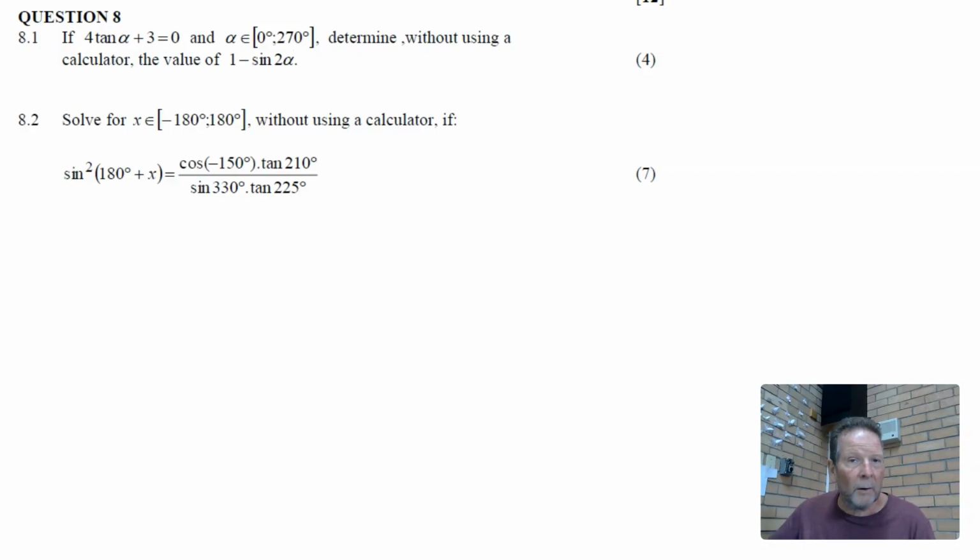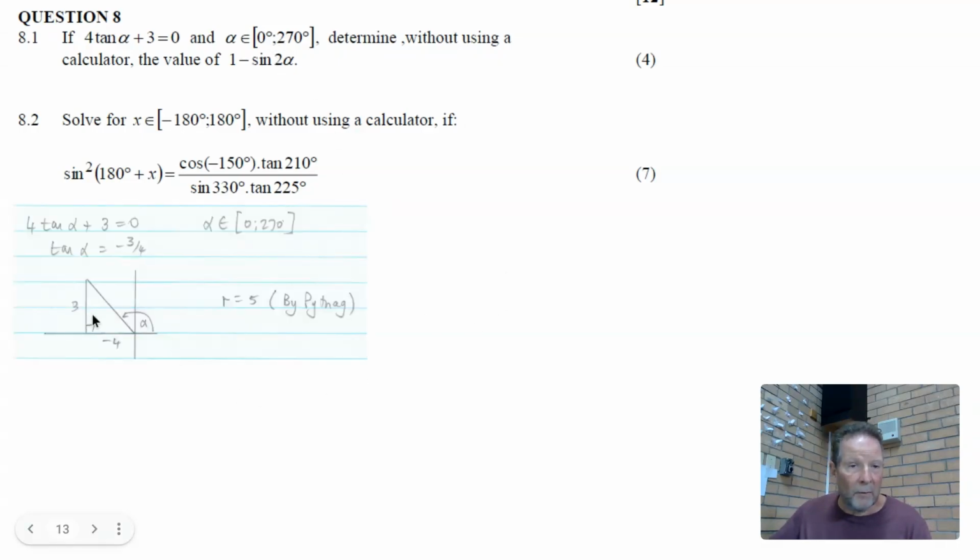270 degrees. Where is tangent? You have to think where tangent would be negative there. Well, I think it's only negative in the second quadrant in this range here. So that's where we're going to draw R there in the second quadrant. Now the tangent is negative 3 over 4.